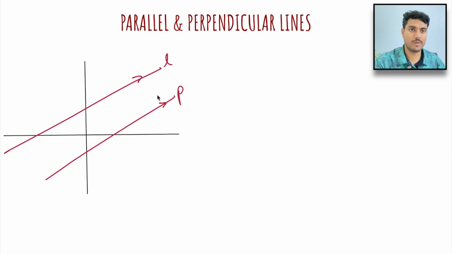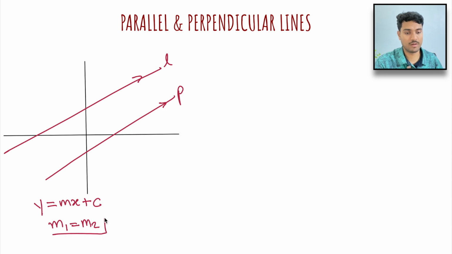So for two lines to be parallel, the general form of straight line equation, first of all, is y equals mx plus c. So we can say that the two lines are parallel when the gradient of those two lines are equal. So this is the condition for parallel lines: m1 equals m2. This is in case of parallel lines.